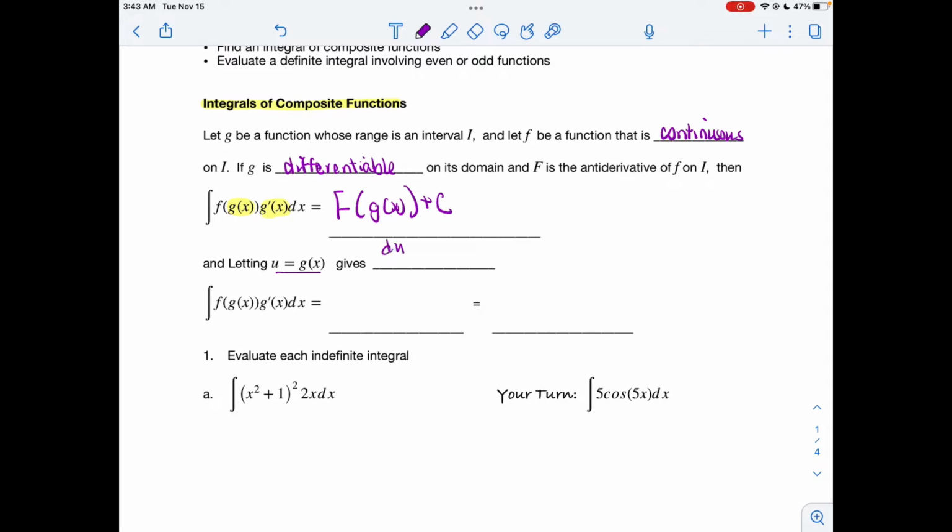And if we let the inside function equal u, then if we take the derivative of u with respect to x, we get g prime of x. And if I solve this differential for du, I get du is equal to g prime of x dx.